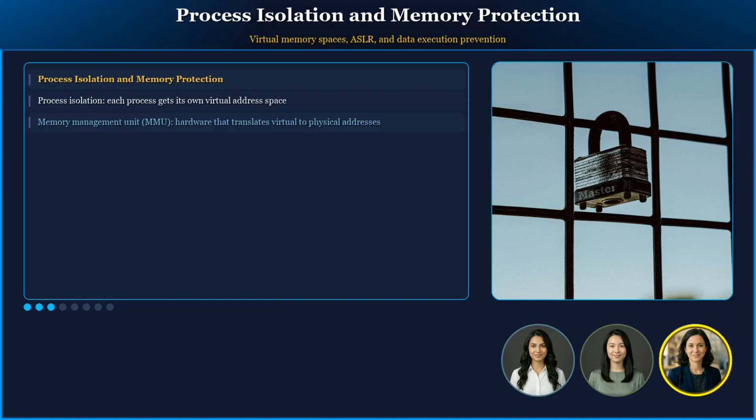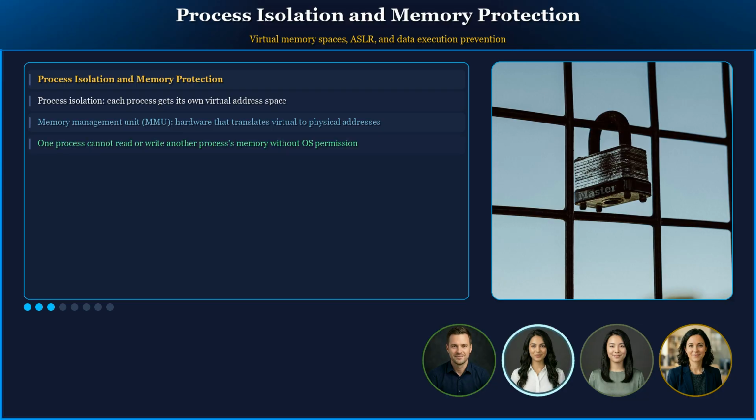Exactly right. The MMU translates virtual addresses to physical addresses and enforces that one process cannot access memory mapped to another. The hardware boundary is what makes isolation reliable. It operates below the OS, so software alone cannot bypass it. Think of it like apartments in a building. Each tenant has their own address space. The building manager, the OS, controls which doors open to which apartments. One tenant cannot enter another's space without the manager granting access.